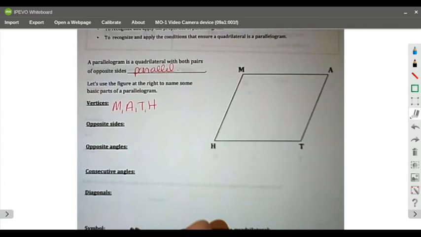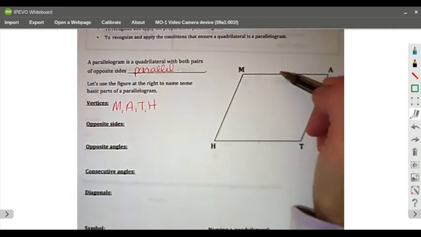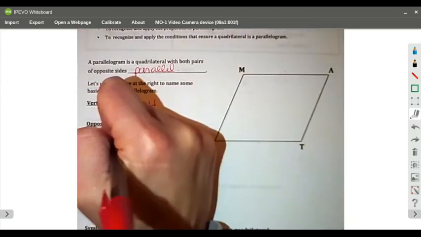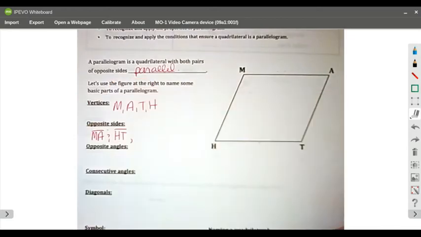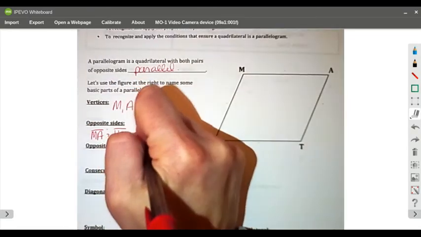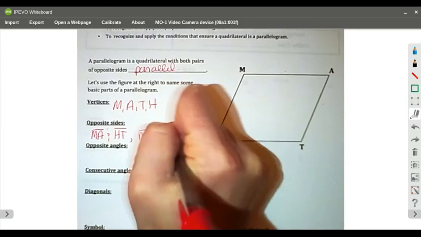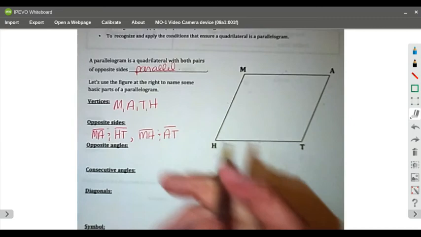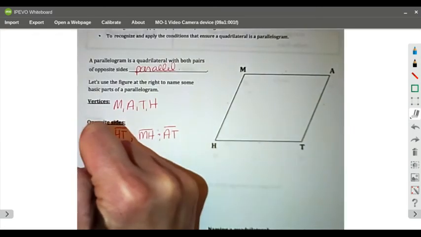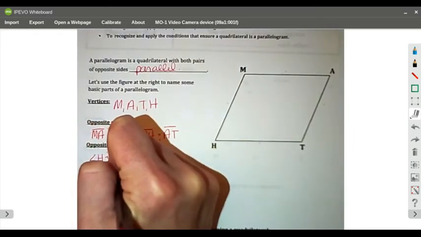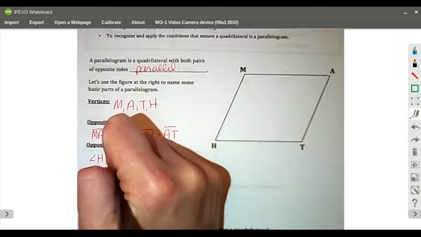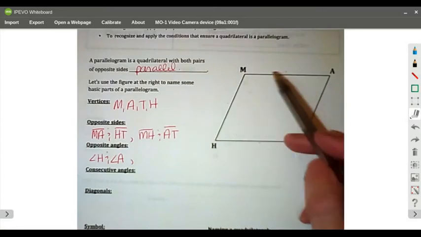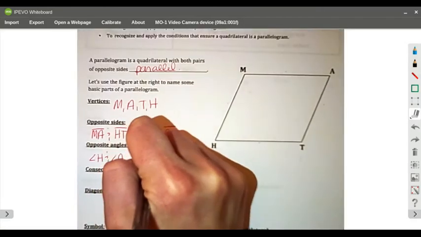If I asked you to list the opposite sides, they are across from each other. So MA and HT would be a pair of opposite sides, and then MH and AT would be the other pair of opposite sides. Opposite angles are ones that are diagonal from each other. The reason we're going through this is because when we talk about the properties, I refer to opposite sides, opposite angles, consecutive angles, stuff like that. So it's good to know what they are. H and A would be a pair of opposite angles, and then M and T would be the other pair of opposite angles.